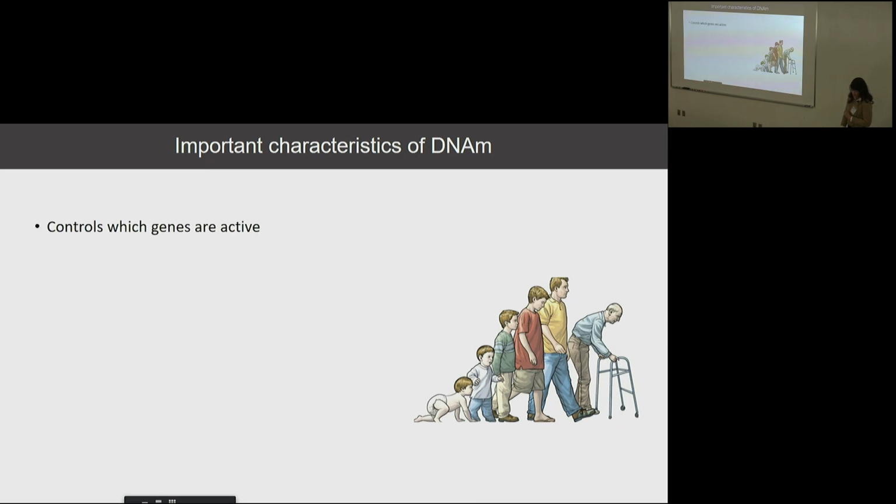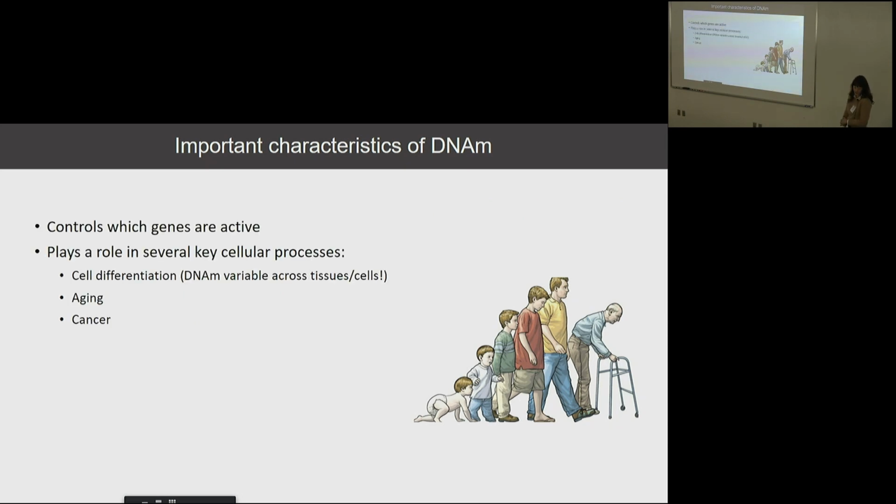So some important characteristics of DNA methylation. It controls which genes are active, as I mentioned. It plays a role in several key cellular processes. So things like cell differentiation, aging, and cancer are huge when it comes to the epigenome. As I mentioned, it's kind of determining if a cell is a skin cell or a muscle cell.